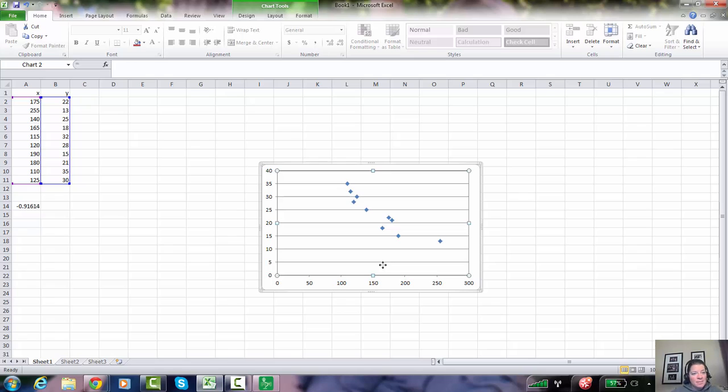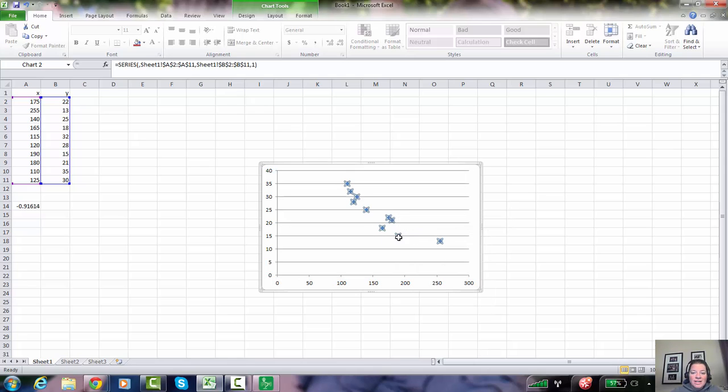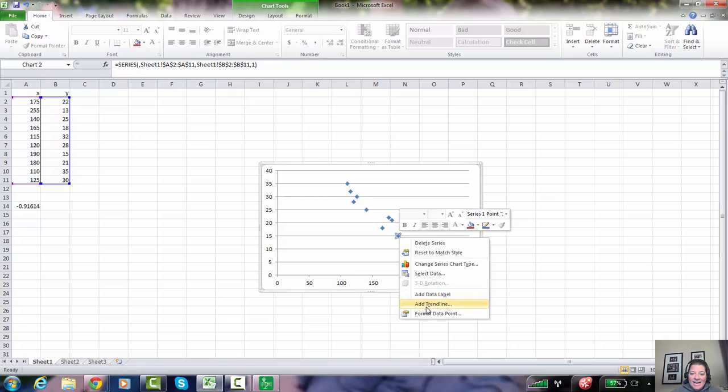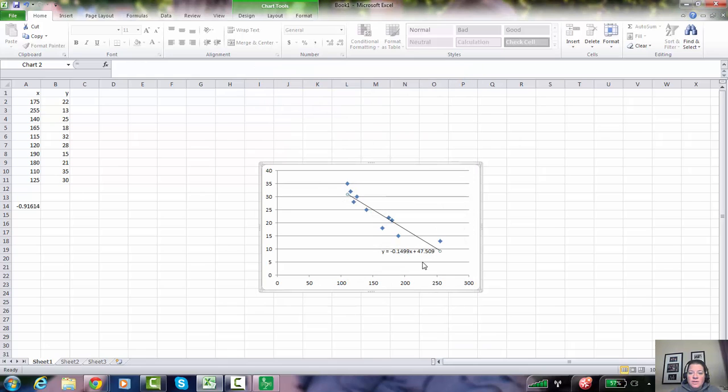Yay, I got my scatter plot, but how do I get my equation of my line? Super easy. And how do I do a line of best fit? What you do is you left click on a dot, and then right click, add a trend line. We would like to add a linear trend line, and I would like to see the equation on my chart. So close, and there is the equation of that line. This is the line of best fit that it predicts, and there's the equation of it.